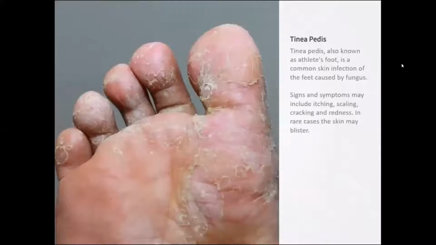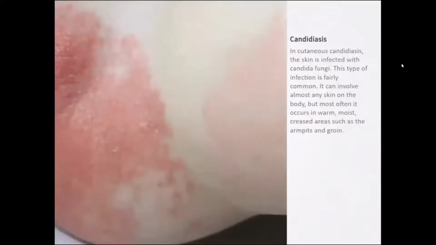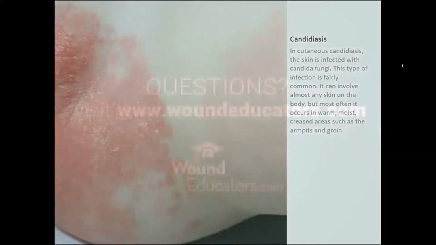Tinea pedis, or athlete's foot, involves the interdigital spaces and plantar surface of the feet. Candidiasis is a fungal infection that can occur as a result of excessive moisture and heat, after antibiotic use, or when someone is immunocompromised. Candida infections commonly occur in moist occluded skin, such as the axillae, groin, breast folds, and abdominal folds.